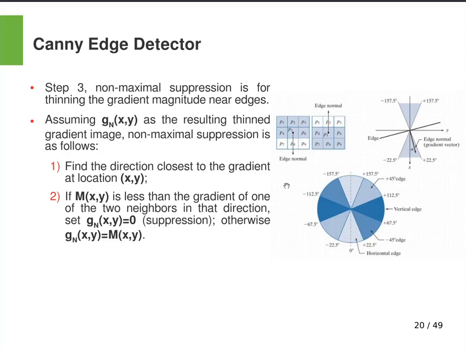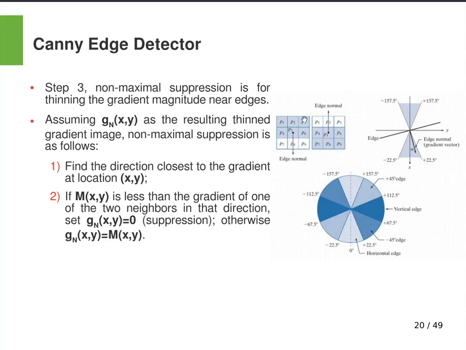Now what we can do is that if the magnitude of the gradient at location x and y is less than the gradient of one of the two neighbors in that direction, we set the value for Gn at location x and y to 0. So basically we suppress that. Otherwise, we keep it there. So let's just see how it looks.